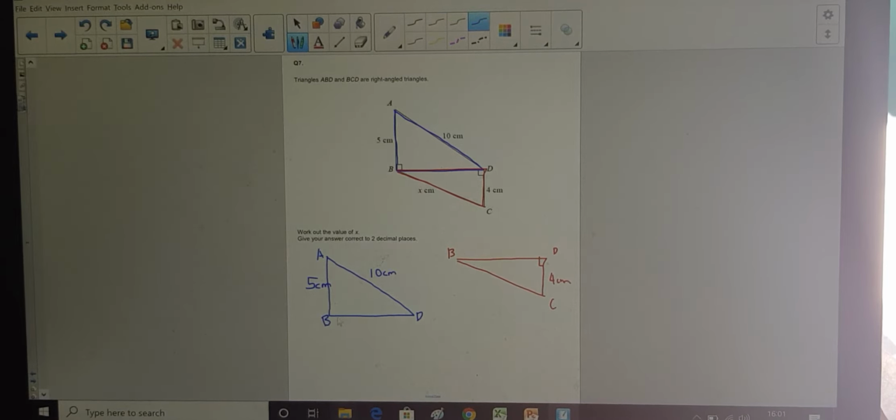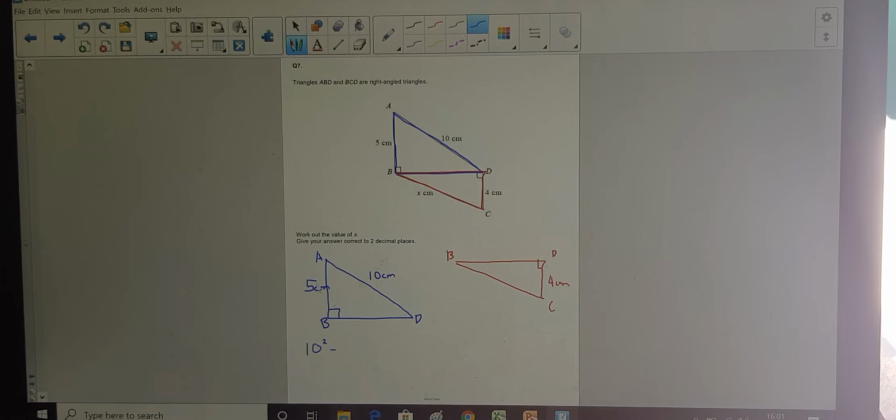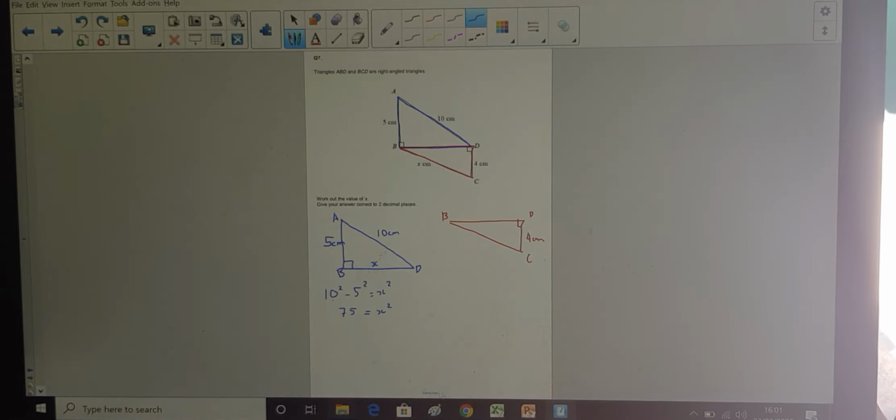Well, I know that this is a right-angled triangle, but this time I have the hypotenuse. If I have the hypotenuse, I'm going to do 10 squared, i.e. the hypotenuse squared, take away another side, is going to be equal to, let's call this missing side x squared. So 100 take away 25 is going to give me 75 equals x squared. Don't rush. This is obviously not 75.